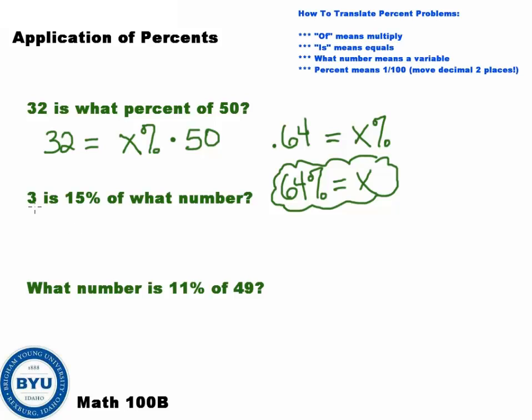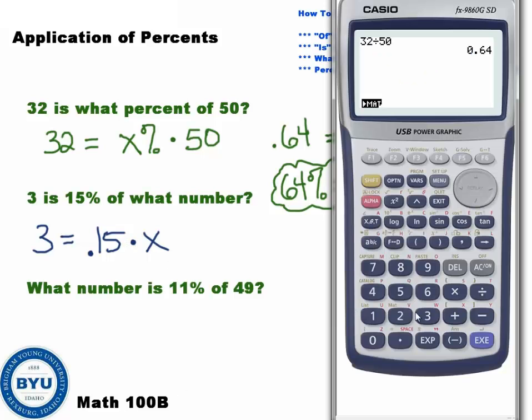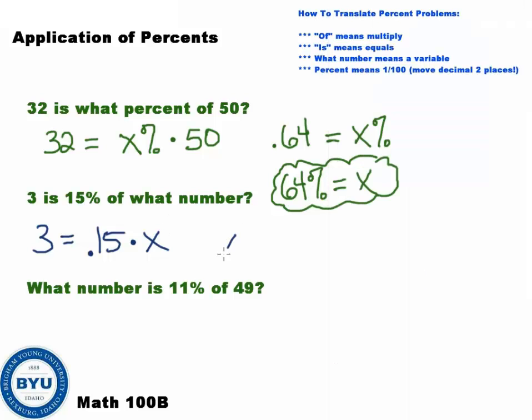It says that we have 3 is means equals 15%. Now that's got a percent on it, so we need to move the decimal place over to the left 2 spots. Of means multiplication. What number? So I want to undo the multiplication here. I'm going to divide. We'll take 3 divided by 0.15 as we divide both sides of the equation, and I get x equals 20. 3 is 15% of 20.